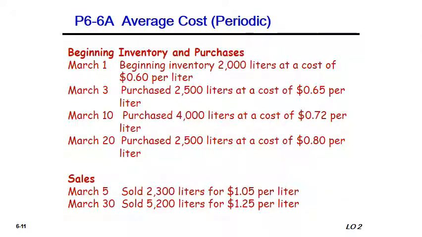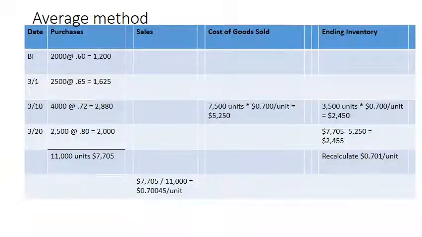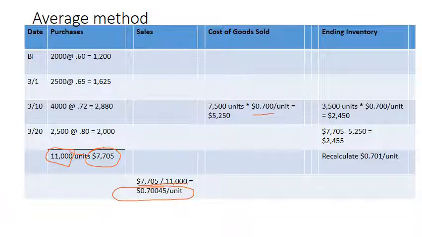Now, average cost, so we're going to take the weighted average. So it's important that we first work everything out. So we have to do this extension. So we have 11,000 units, total value of $7,705. So here's the equation. This gives us a per unit cost of 70.045. So usually they go to 3 decimal places. So if we use 3 decimal places, it's 70 cents.